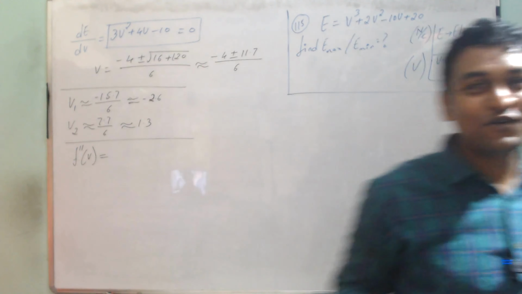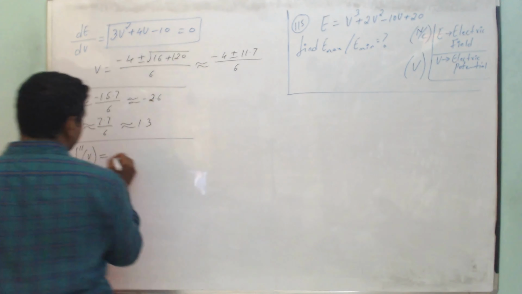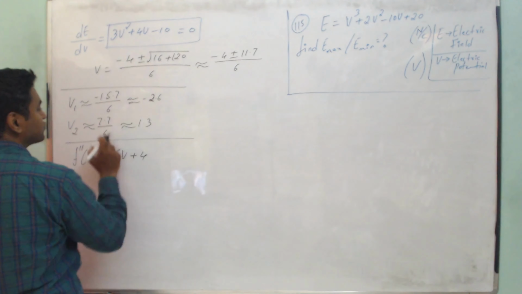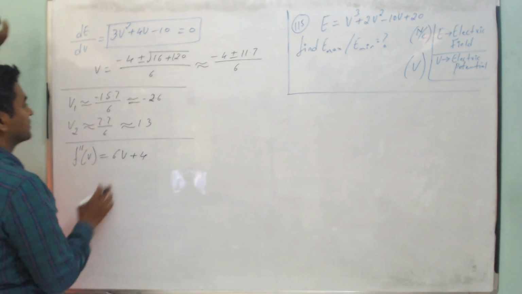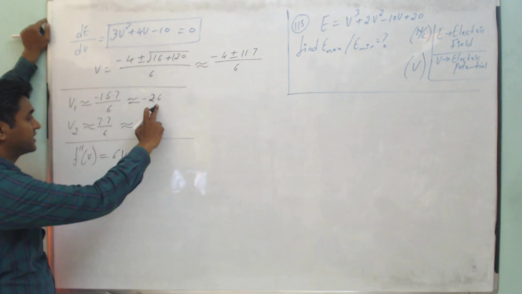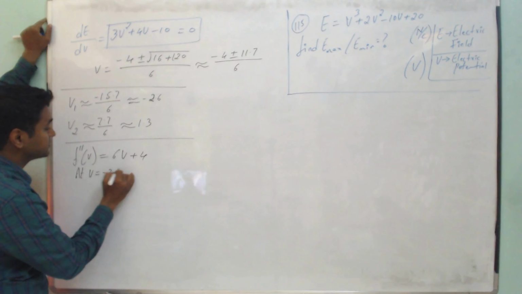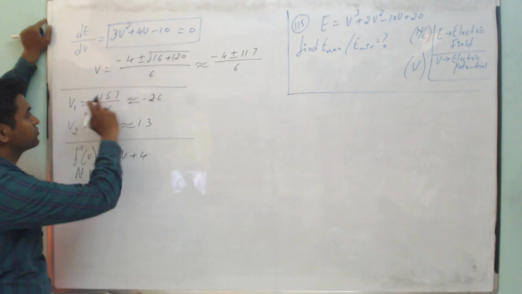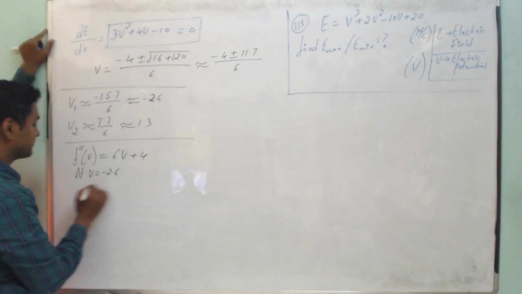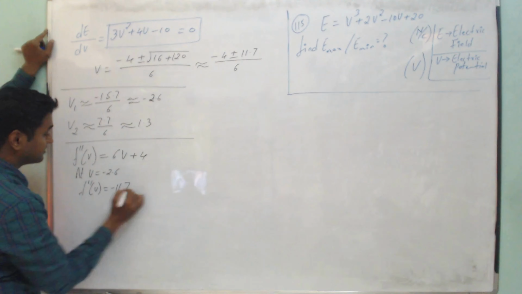To know if it's a maxima or a minima, I will differentiate that again and get 6v plus 4. Anyway, you know 6v, I'll get this number only, right? So 6 times v, which is equal to minus 2.6. My 6 into minus 2.6 is minus 15.7 plus 4 is minus 11.7. My double differential is minus 11.7.